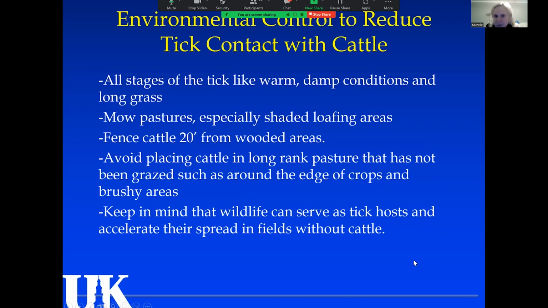Environmental control: there are a few things you can do as well to reduce the tick population in the environment. All stages like warm, damp conditions and long grass. So mow pastures, especially shaded places where the cattle like to loaf, fence them out of wooded areas, and avoid placing them in really long, rank pasture that's not been grazed, because those brushy areas have a lot of ticks. And wildlife can serve as tick hosts and accelerate their spread too. Any wildlife like deer can also serve as a host.